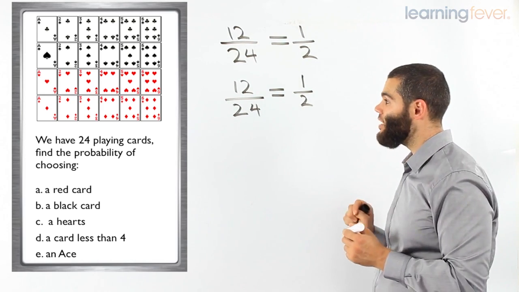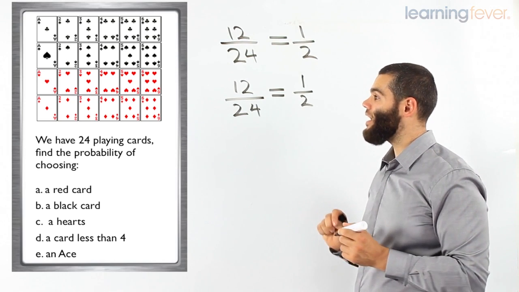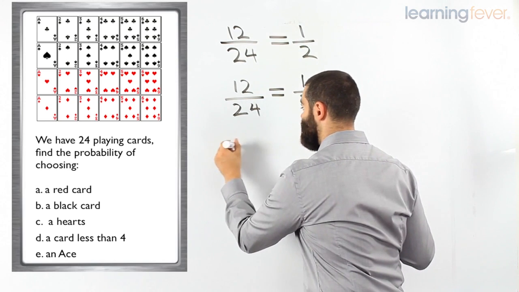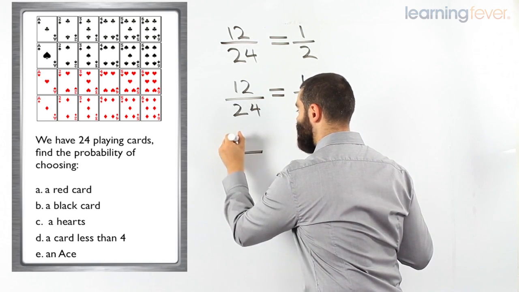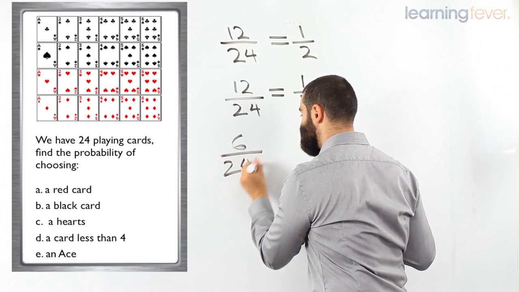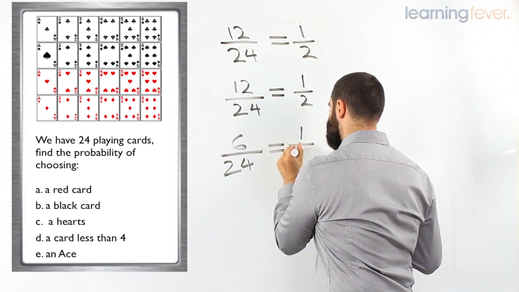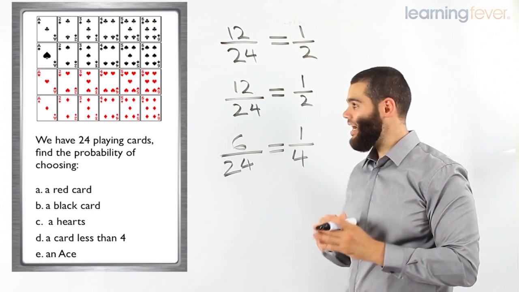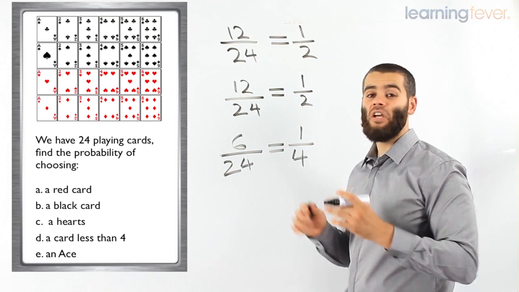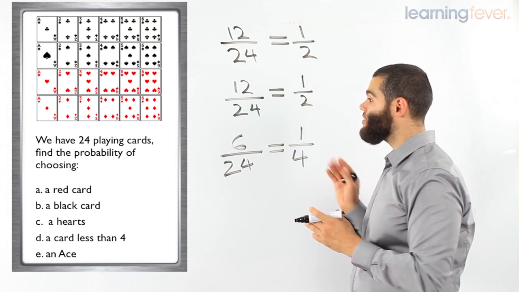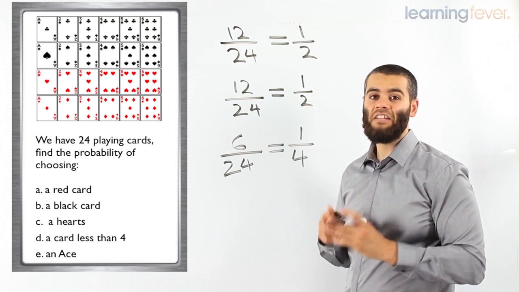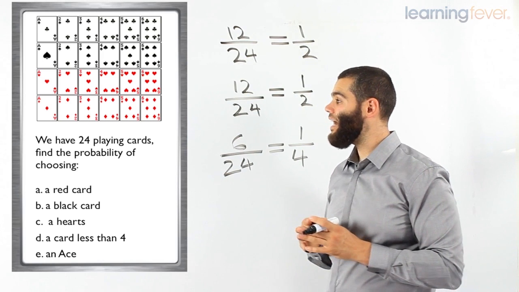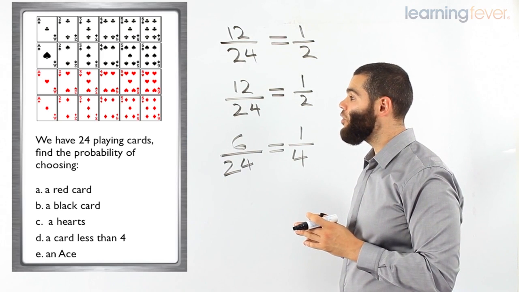Then the next question says, find the probability of choosing a hearts. Okay, we need to look carefully. How many hearts are there? We can count 1, 2, 3, 4, 5, 6 hearts. So the probability of choosing a heart is 6 out of 24, which is 1/4. 1/4 of the cards are hearts. So the chance of choosing a heart is 1/4, which is really 6 cards out of the 24 cards.